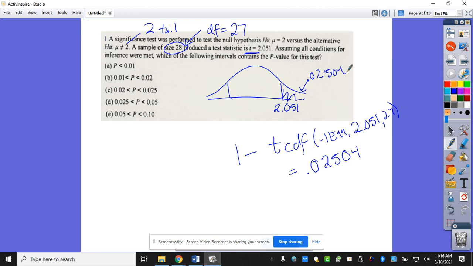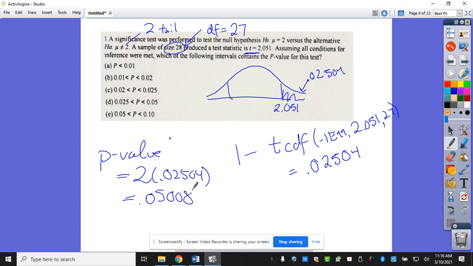0.02504 times 2, and that gives me the p-value: 2 times 0.02504, which is just over 5%. Which one is between 5%? Which one is this one between 5% and 10%?